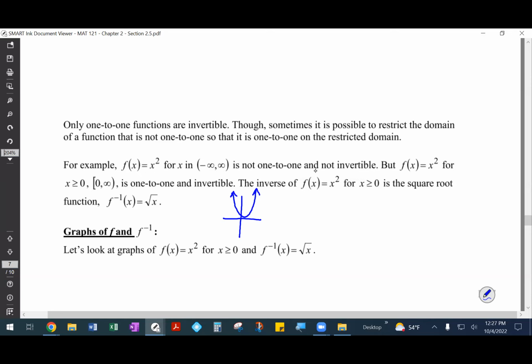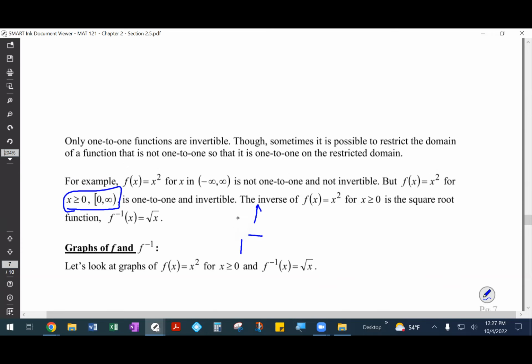So the idea is, if instead of keeping our domain at negative infinity to positive infinity, what if we restrict it and we say, you know what, I am only going to look at x values from 0 to infinity, including 0, which means instead of looking at the entire parabola, I'm only going to look at one side of it. And you will see by restricting our domain, we will pass the horizontal line test. For different x values, we're not going to get the same y value. So by restricting our domain, this is what this function would then end up looking like.